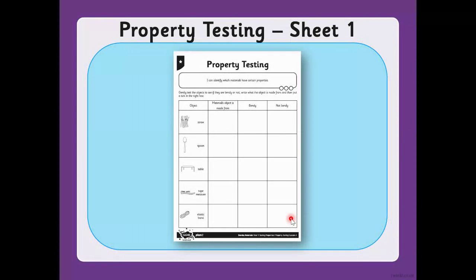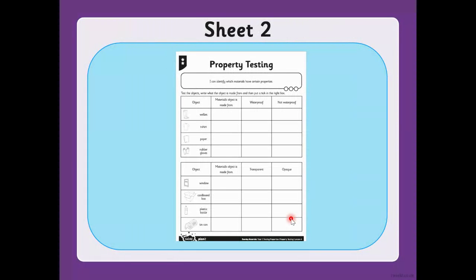Now, if you complete that really quickly, and some of you might, I want you to attempt to do the next sheet if you can. And this gets a little bit harder. So we've got some more objects. Now, don't worry if you don't have the objects. I'm sure you know what they're like already, so you can use what you know about them, okay? So again, we've got to do the same thing, what they're made from. And this time, it's not about being bendy, it's about being waterproof. So are they waterproof or are they not waterproof?